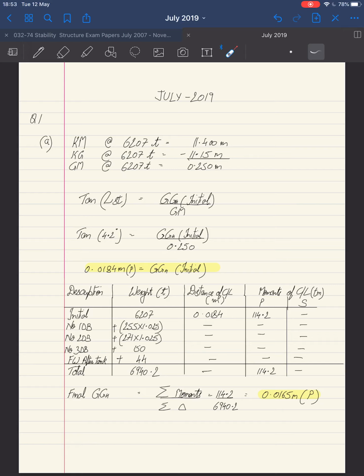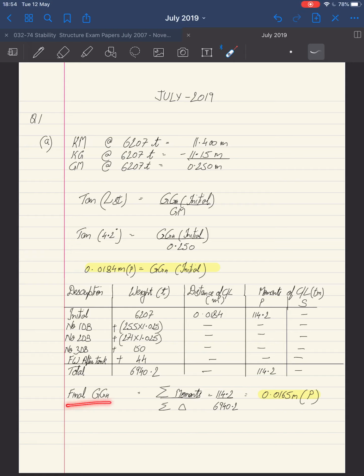So the total starboard moments, which is 0, becomes 0, and the total port moments is 114.2. The total weight, which is the sum of all these values, is 6940.2 tons. Since there are no starboard moments, the effective moments taking place on board the ship will be just this value. So we'll calculate the final GG1.